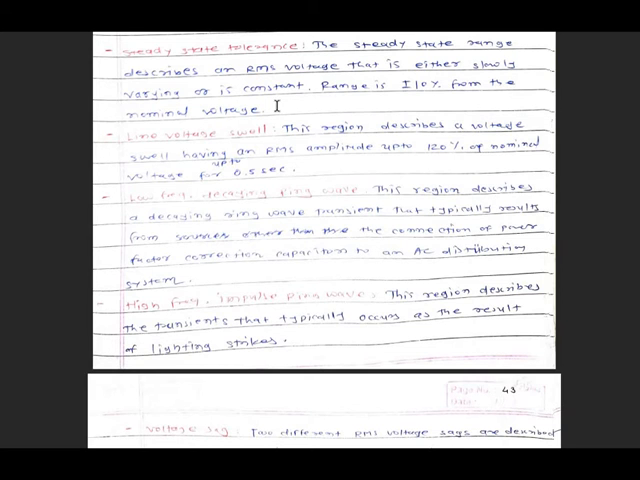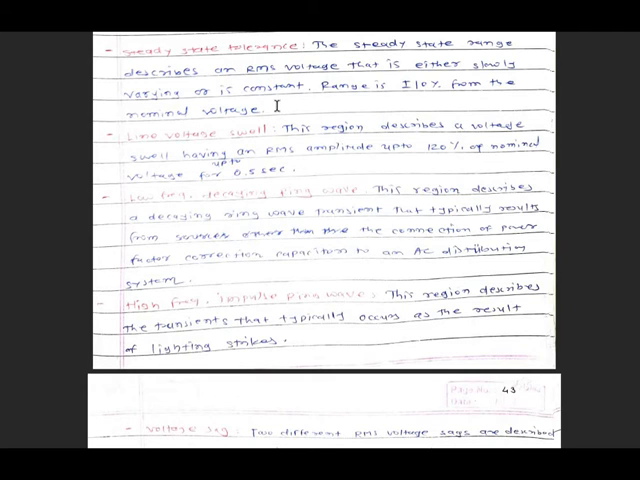So first one is steady state tolerance. The steady state range describes an RMS voltage that is either slowly varying or constant. The range is plus or minus 10% from the nominal voltage. So the steady state tolerance voltage limit is plus or minus 10% from the nominal voltage.